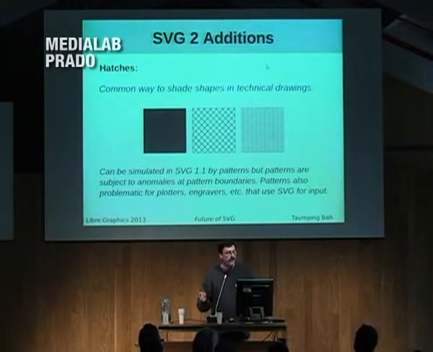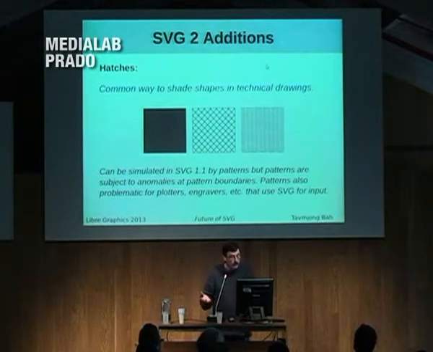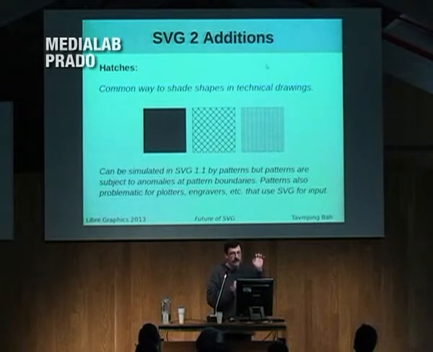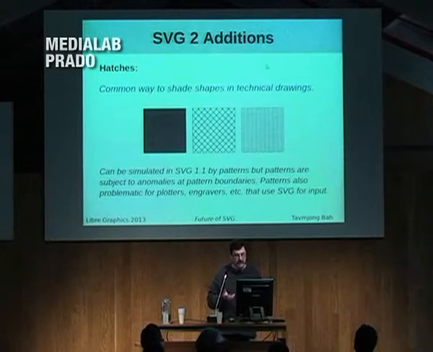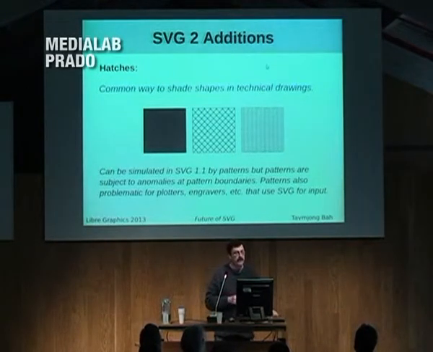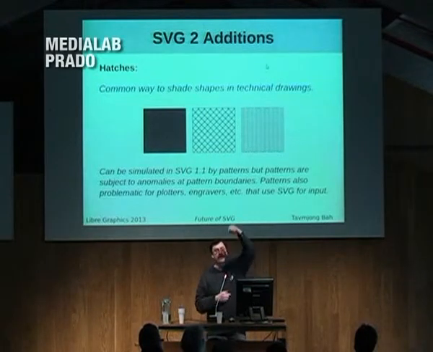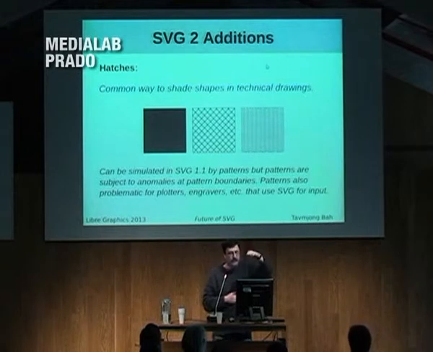Hatches. A common way to shade shapes in technical drawings is to use hatching. You can simulate this by using patterns in SVG. You have a pattern and you repeat it over and over. But patterns are subject to anomalies at the boundaries, and they're also problematic for those people using SVG for plotting or engraving, because you don't want the pen or the engraver to be going up and down all the time, because that will leave little defects.